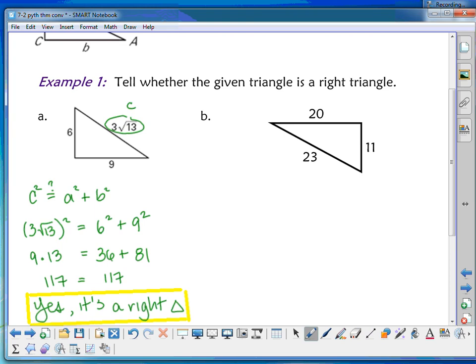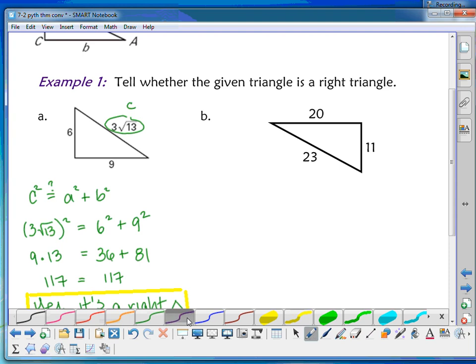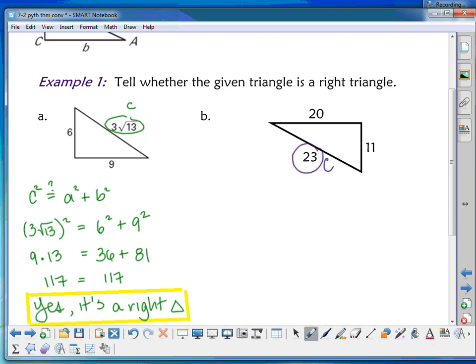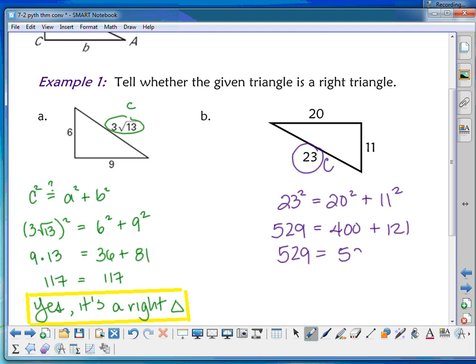For our second example, my longest side is 23, so that will be C. And so again, does c squared, or 23 squared, equal a squared plus b squared? 23 squared is 529. 20 squared would be 400. And 11 squared is 121. And so when you add those together, you can see that they do not add up to 529. They actually only add up to 521. So it's almost a right triangle, but not quite. So not a right triangle.